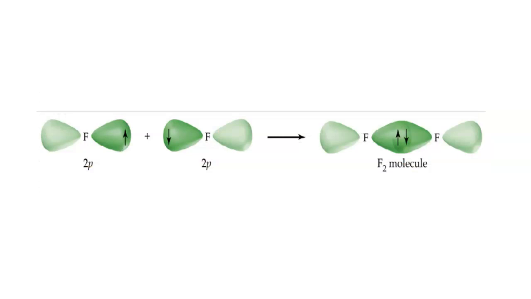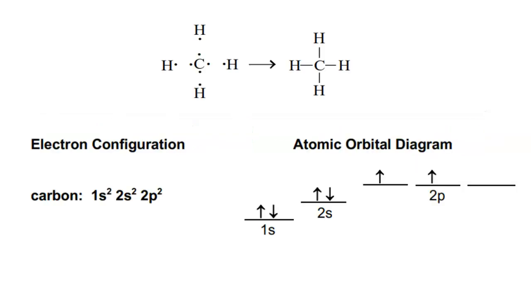Now, it's quite similar, but a little bit different. We have two unstable fluorine atoms, and they do the same thing. But the covalent bond between fluorine atoms in F2 forms between the two p orbitals and makes a dumbbell shape. As you continue, you'll see different shapes. Diatomic molecules are the simplest. Consider methane, CH4.